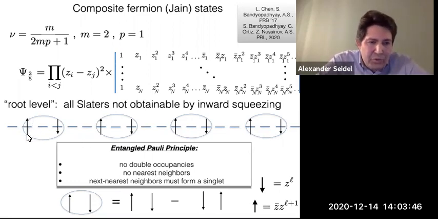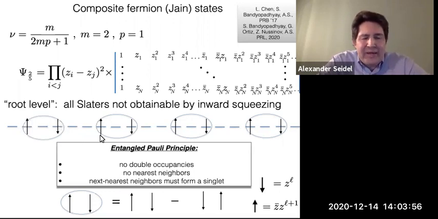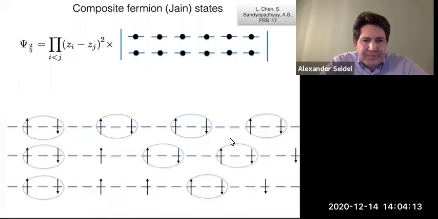root level occupied site can have only one next nearest neighbor, with which it then must form a singlet. And by the monogamy of entanglement, there can't be any other next nearest neighbor. So the next one has to keep a distance 2, and so on and so forth. That naturally leads to a densest pattern at filling factor 2/5. And in general, we can write down all root states that conform to this entangled Pauli principle.